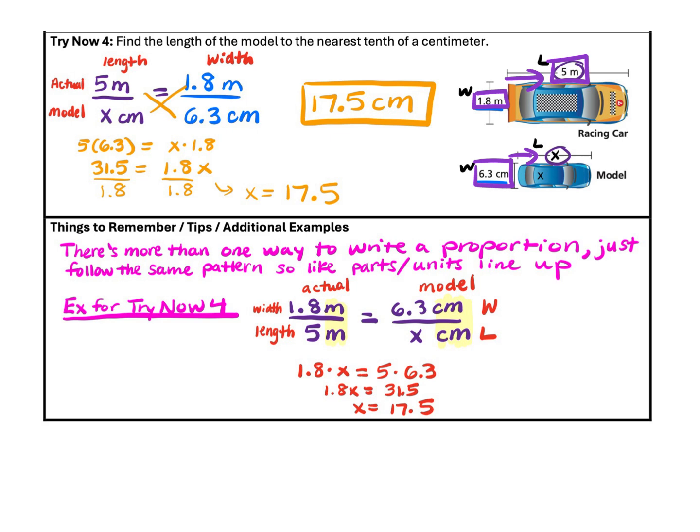So there's a lot of different ways you can do your proportion, just as long as you follow the same pattern each time and that your like units line up either horizontally, like they did here, meter, meter, centimeter, centimeter, or vertically, like they do here, meter, meter, centimeter, centimeter.